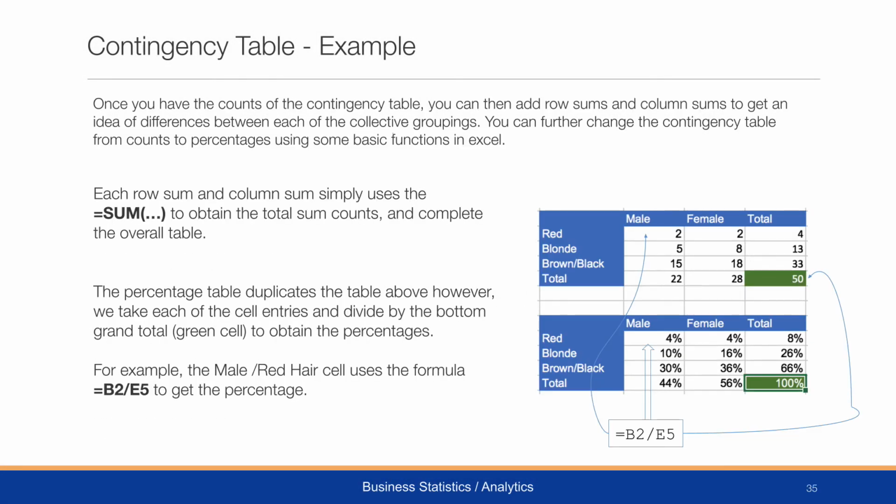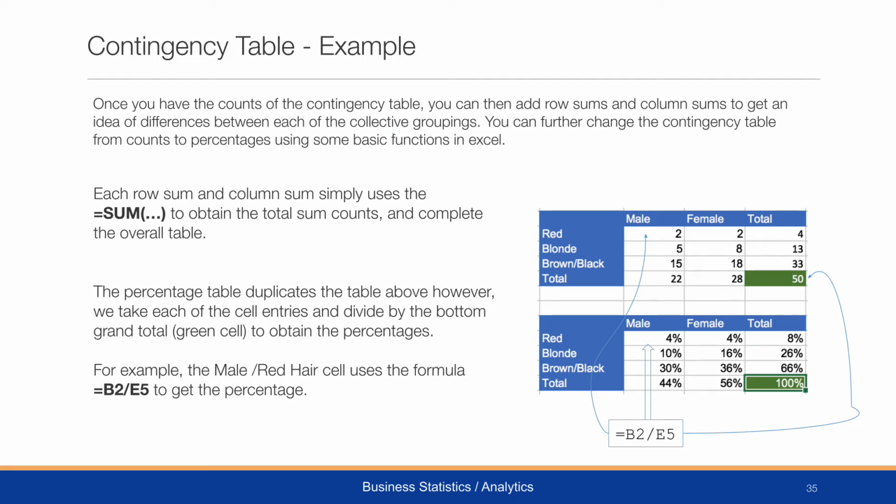Once you have the counts of the contingency table, you can then add row sums and column sums to get an idea of the differences between each of the collective groupings. You can further change the contingency table from counts to percentages using some basic functions in Excel. Each row sum and column sum simply uses the sum function. And again, the sum function is just going to sum a set of data within Excel. You can highlight a whole column or group of cells and it will sum them up. And this will give you the total sum counts.